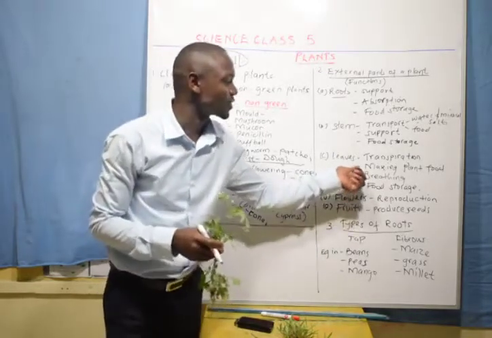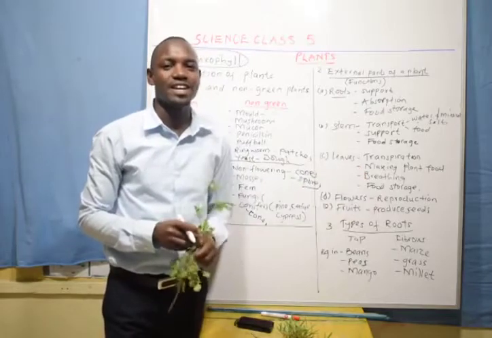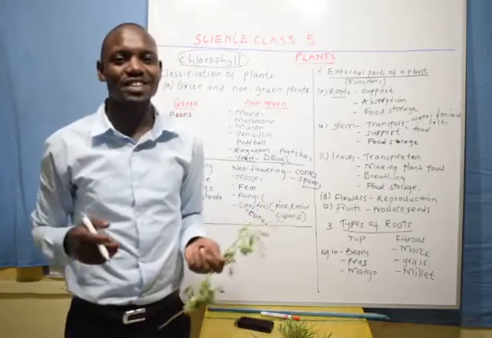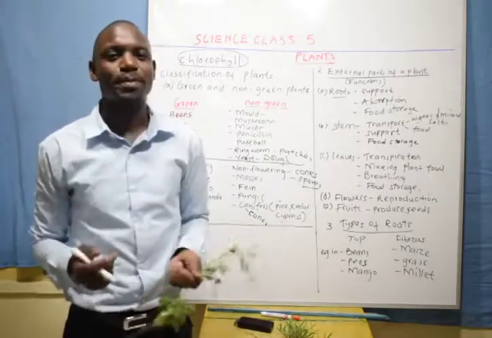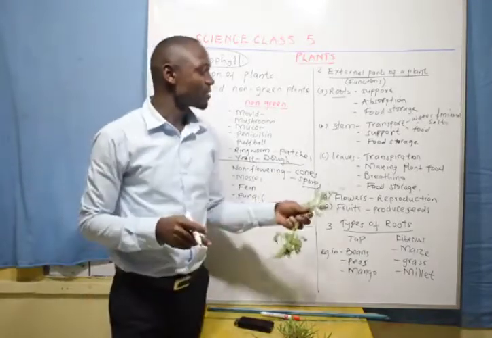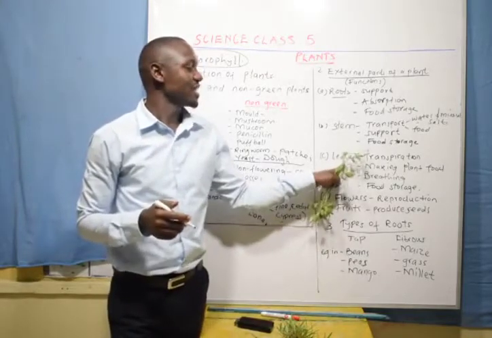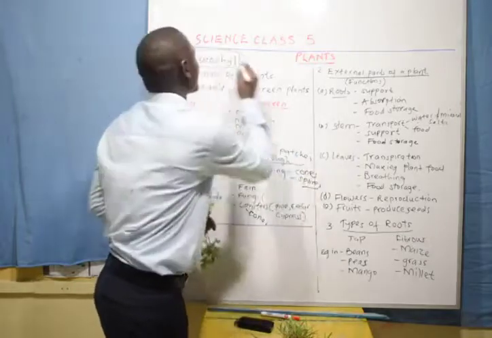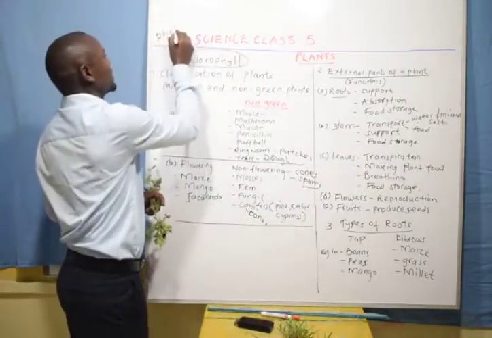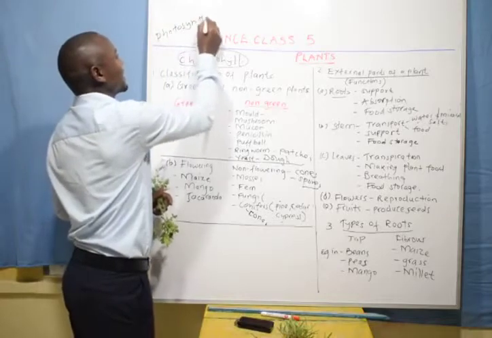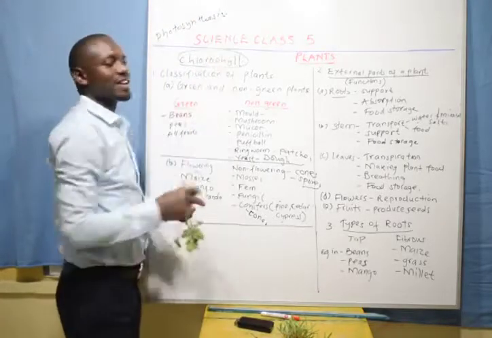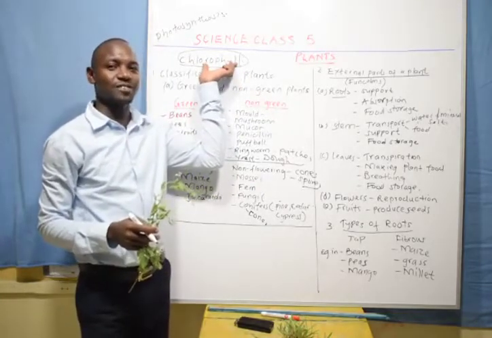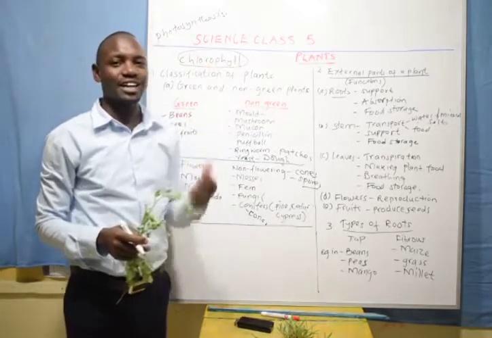Another function of the leaves is to make the plant food. Remember, plants make their own food, unlike animals. Animals, as living things, do not make their own food, but plants make their own food. The part of the plant that makes food is the leaves. The process by which plants make their food is called photosynthesis. Plants make their food using the green coloring matter, that is the chlorophyll, that is found in the leaves, in the presence of sunlight.